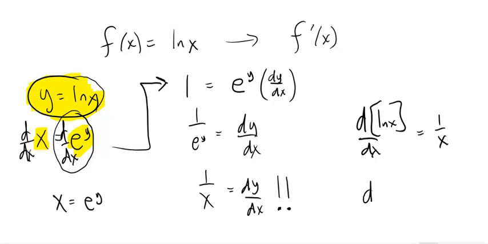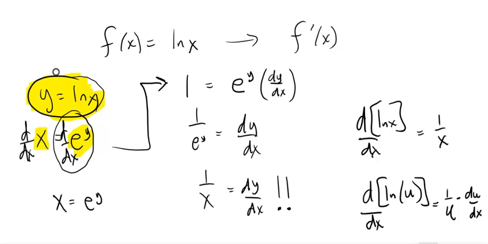Now, can you fill in the blank for this one? I'm going right to the chain rule. The derivative of the natural log of u, where u is a function of x, is what? You should be able to fill this out. It's 1 over u times the derivative of u, right? This is the easy version. This is the chain rule version.